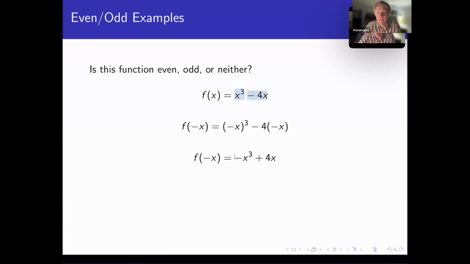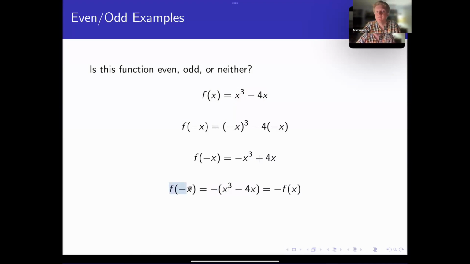Well, x cubed became negative x cubed, and negative 4x became positive 4x. If we want to get the original coefficients, why don't we factor out a -1? If we factor out a -1 from both, look at this: x cubed minus 4x. This part inside the parentheses is exactly f of x. However, it's not perfectly f of x because we have a negative sign on the outside.